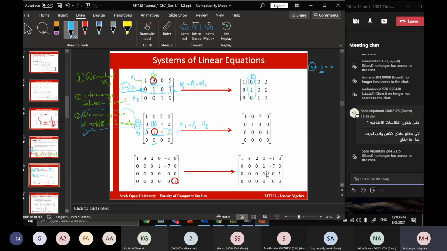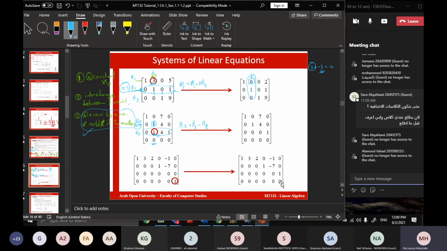Now after this, I test. Should I do some other operation in this case or no? Test this one. One, all zeros. This is the leading one. All others are zeros here. This is the leading one. All other entries are zeros, and the last one has no leading one, but all of them are zeros. Then I'm fine, I get this one in the reduced echelon form.